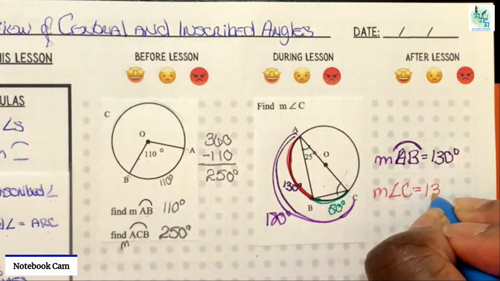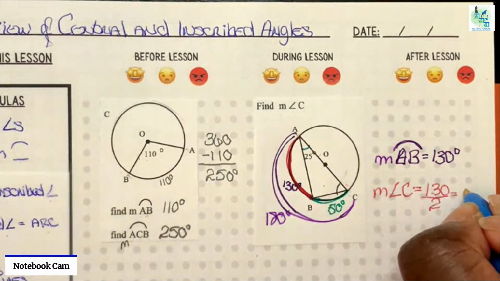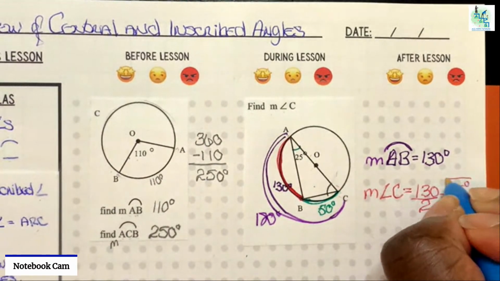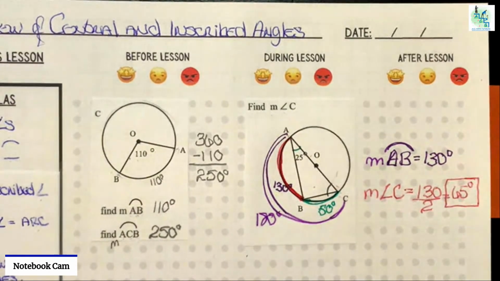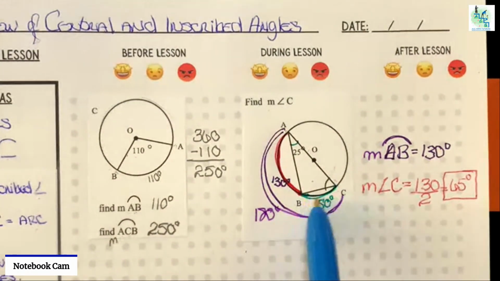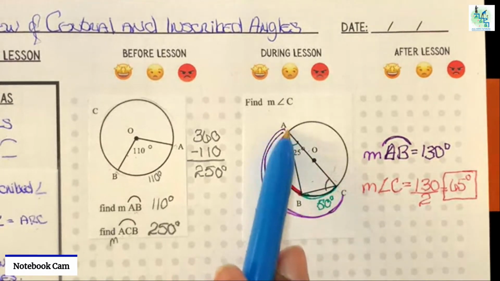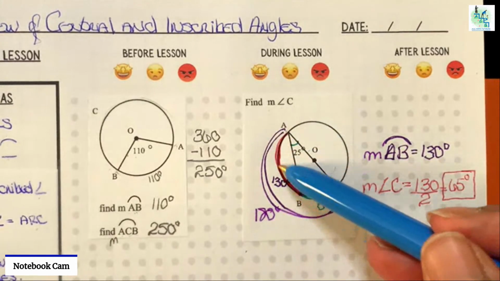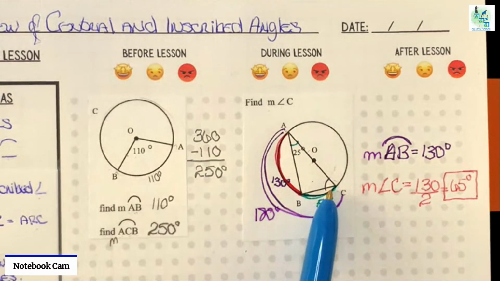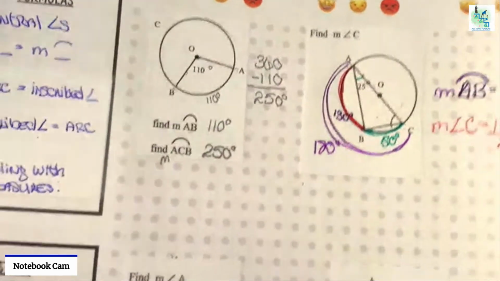So 130 divided by 2 will give me 65 degrees. So that is my official answer. So we had to use what we know about inscribed angles to find this bit of the arc. Then we had to figure out what a semicircle is, so we can figure out the remaining part of this arc. And then we had to take half of the arc in order to find our inscribed angle. All right, so let's take a look at the next one.